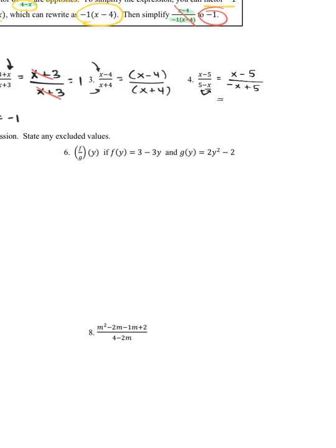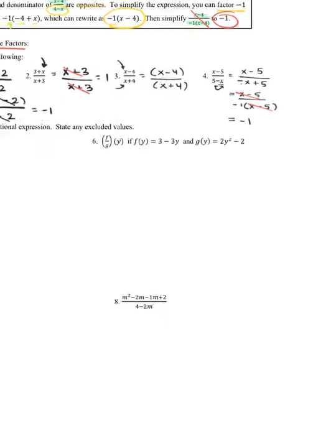And then I always want my variable to be positive factored. So in the denominator, I'm going to take out the negative 1. So negative x turns to positive x, positive 5 turns to negative 5. And then just like the other one, the x minus 5's cancel. And then I'm left with 1 divided by negative 1, which is negative 1.